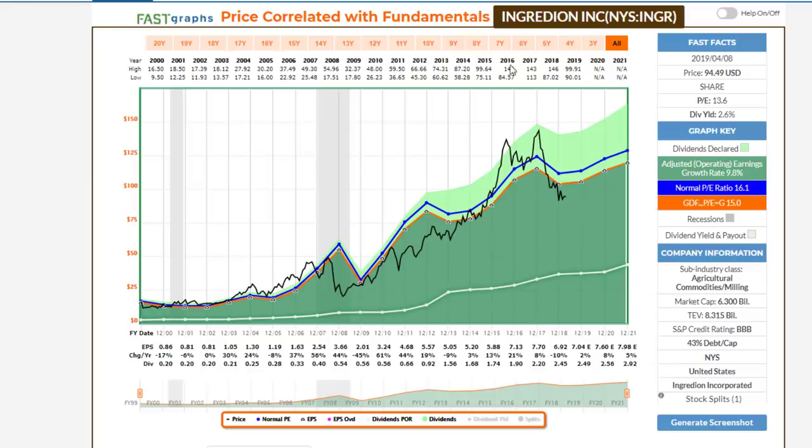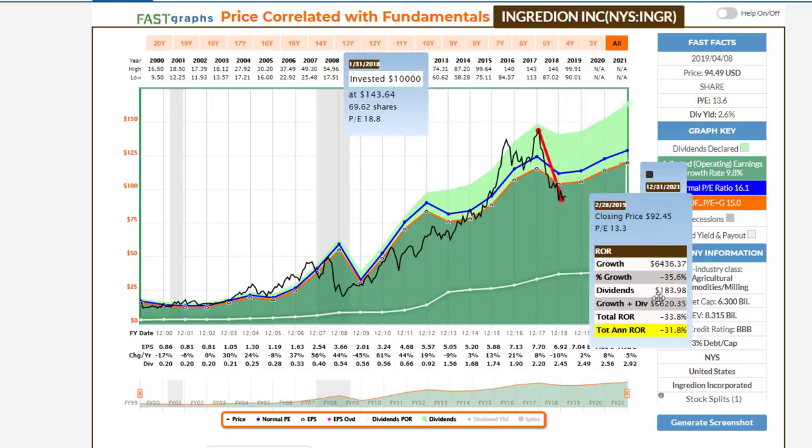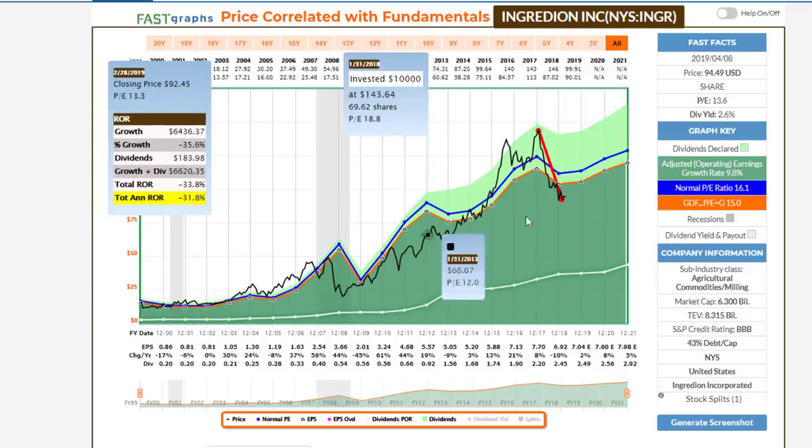My next company is Ingredion. It's a commodities milling company. 2.6% dividend yield, 43% debt, BBB rated. Look at the price and earnings relationship. Look how when price gets well above the earnings line, it becomes vulnerable. And then we have a down year of earnings and we get this huge collapse in stock price. From 2018, we see a 35% drop in the stock price here.